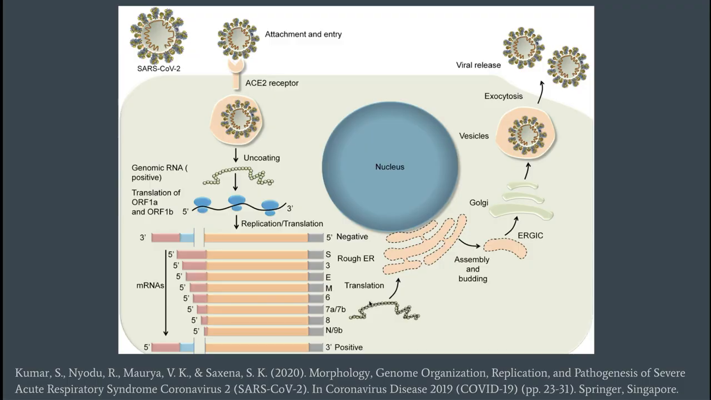Well, okay, there. And then it goes through translation, and then it goes through the Golgi body, and then it goes into a vesicle, and then it's exocytosed into the body with multiple hundreds and thousands of copies made. So this is how it infects the human body.